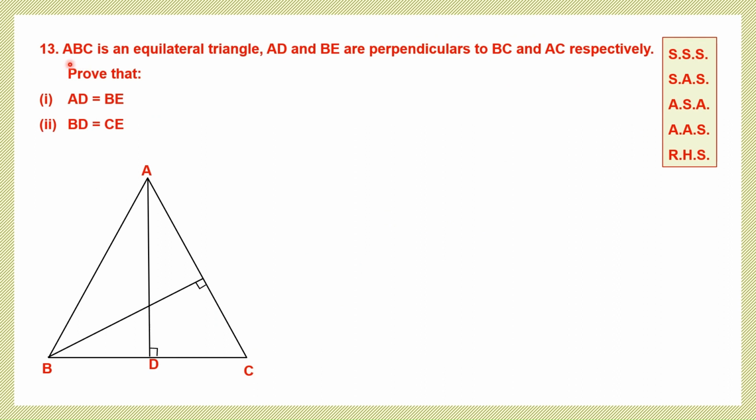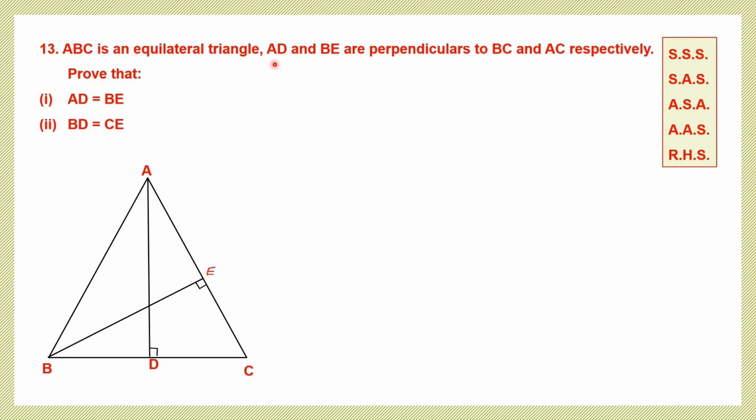Question 30. ABC is an equilateral triangle. We have ABC. So this big triangle is an equilateral triangle. What is an equilateral triangle? A triangle in which all three sides are equal and the three angles also are equal. So, in an equilateral triangle, AD and BE, let's see. Now, this line in the middle is AD and this line is BE. So, let's name this as E here. So, this is BE. Now, these are perpendiculars to BC and AC respectively.